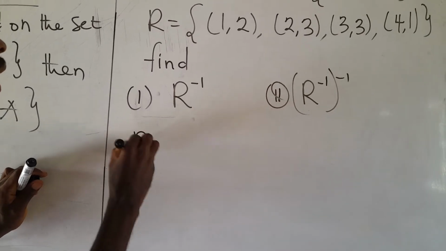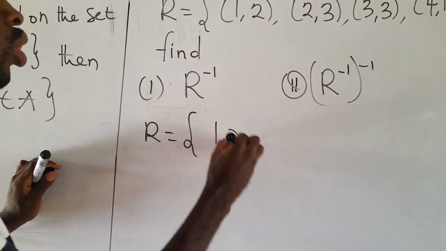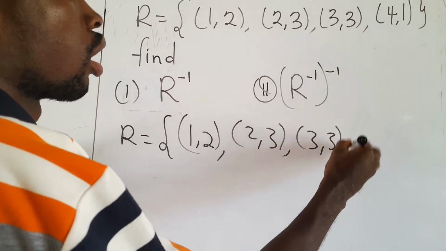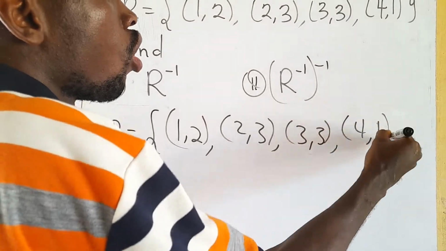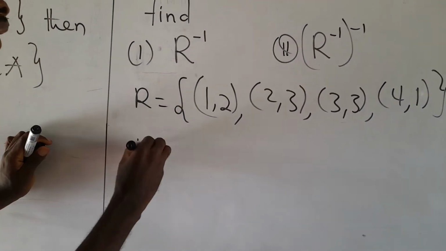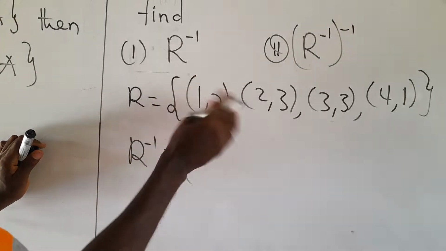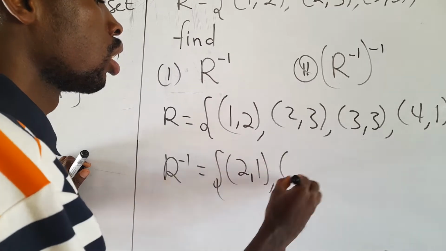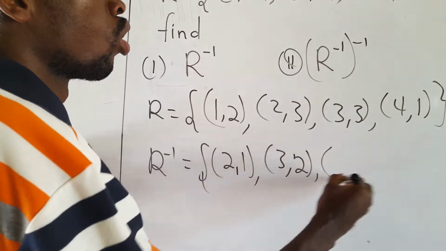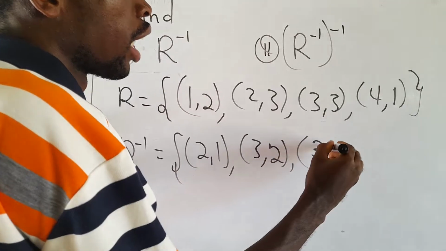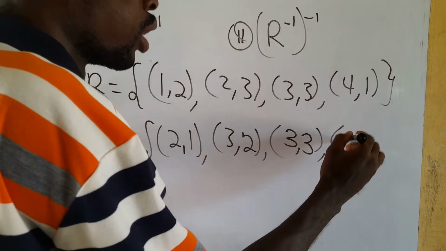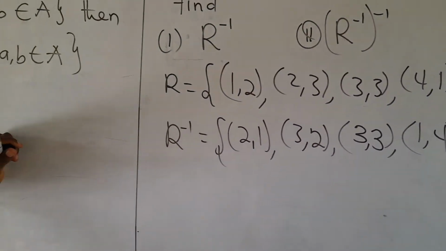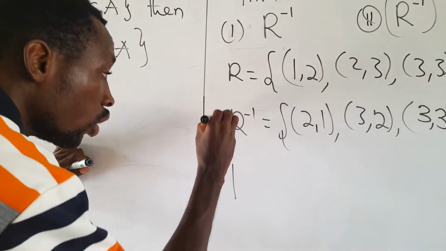So remember the relation is (1, 2), (2, 3), (3, 3), then (4, 1). So R inverse will just be equal to, we just alternate the position of the ordered pairs. So this will be (2, 1), (3, 2). When we alternate the position of this, it will still be (3, 3). Then this will become (1, 4). So this is R inverse.